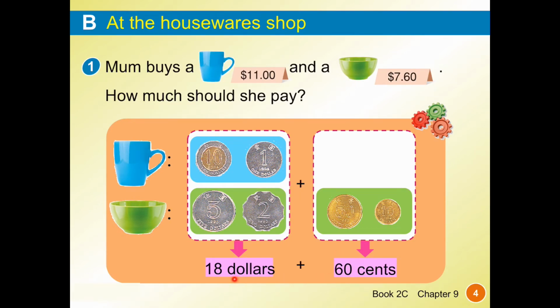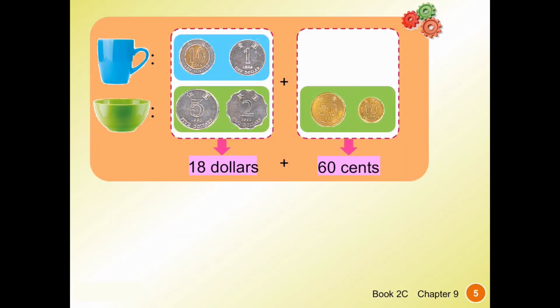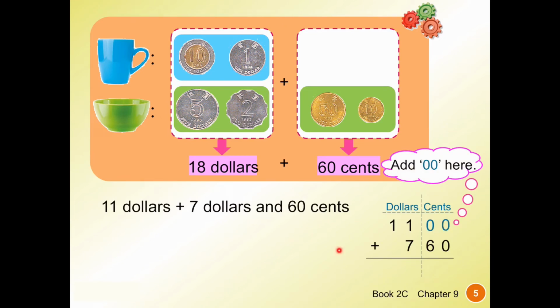So the total would be $18.60. That's the total amount that Mom needs to pay. So when you are asked to add up the amount of 2 items, you do have to put the dollar amounts in this kind of column form. And this is new for you. So I do suggest you to put down the words dollars and cents here and then draw a line to separate the dollars and cents when you do the column form for money.